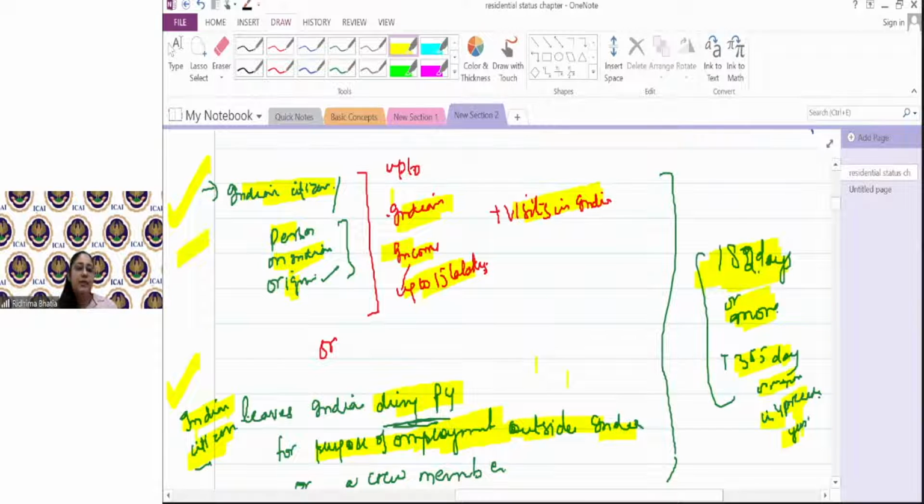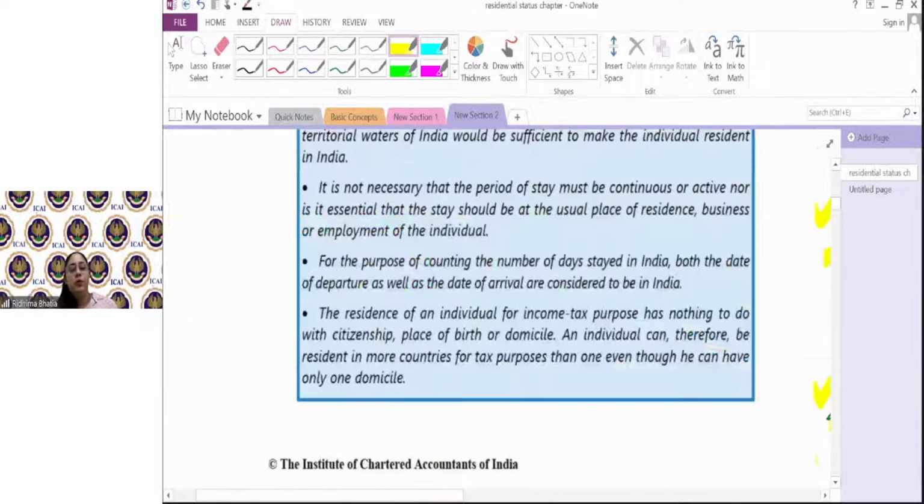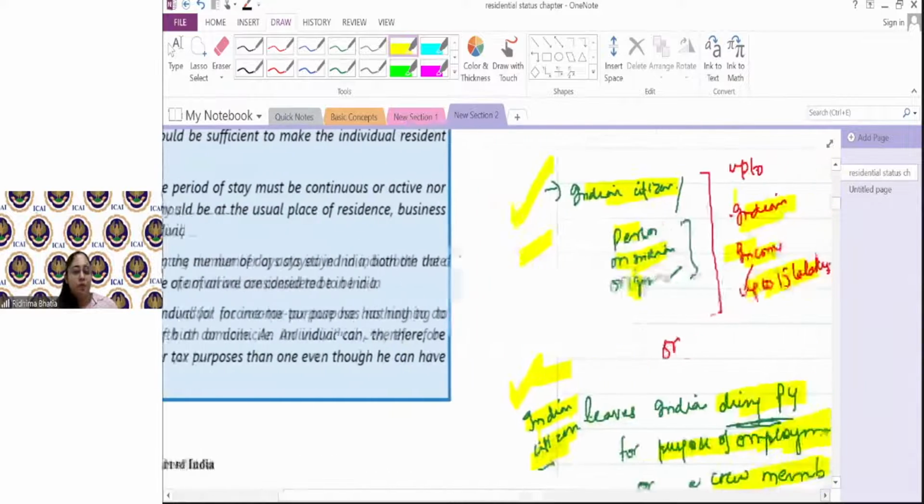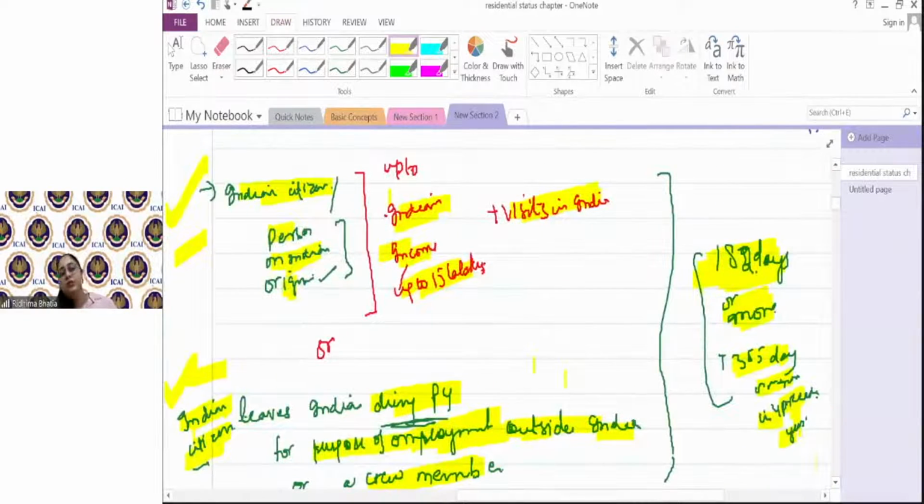In both cases, in the first exception and the second exception, that is leaving as an Indian citizen or leaving as a crew member, you only have to see a condition which is 182 days or more in the previous year. Many teachers say that it is only 182 days or more, but if I go by the strict language of law, the condition is to check whether the person is resident or not. The condition completely is 182 days or more in the previous year, plus 365 days in the preceding 4 years, because law says substitute 60 days by 182 days.